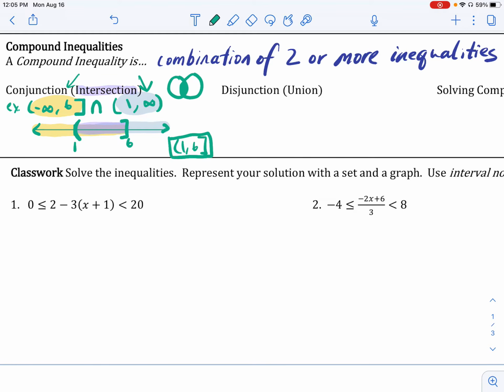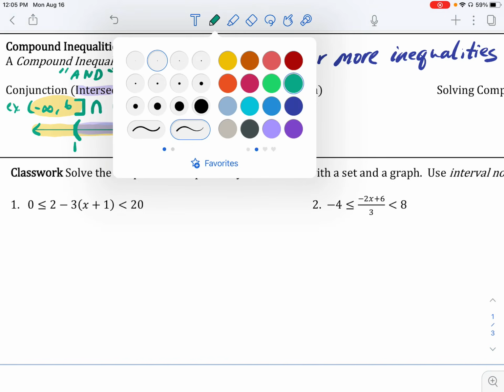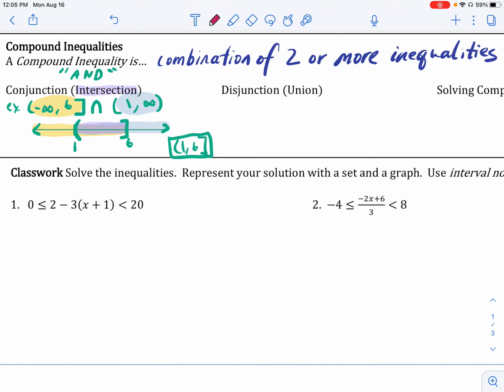And the numbers from 1 to 6 are the only values that satisfy both. That's why we call this a conjunction. One way of thinking about conjunctions is also to use the word "and" to describe this: the values that are less than or equal to 6 and greater than 1. Well, what's the other type of compound inequality?